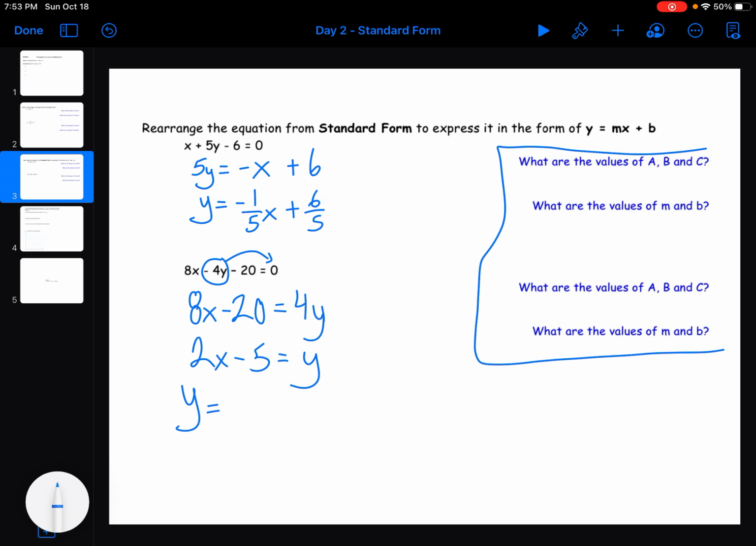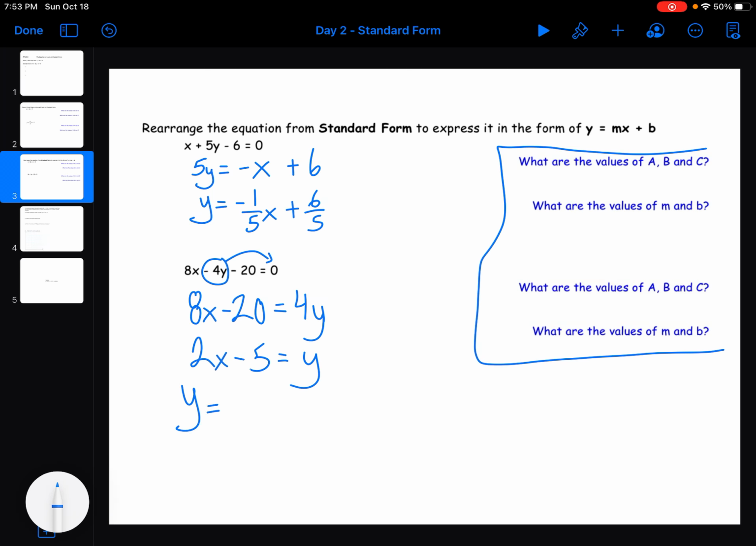Okay, so first thing I did was I made sure the y was positive. So in the first case, I moved the x and the 6 over and then divided everything by 5. So all 3 terms. The second case, I moved the y over because that made it positive, left the other 2 values on the other side, and divided by the number in front of y.